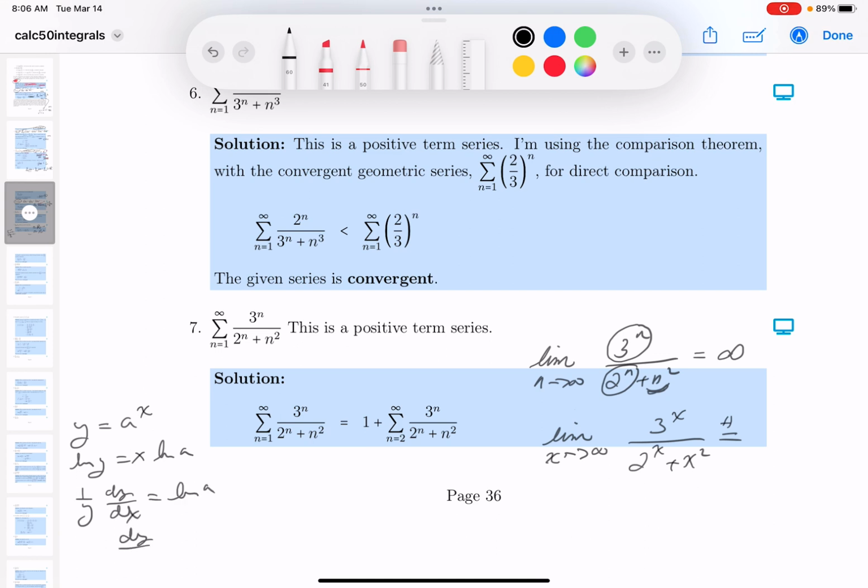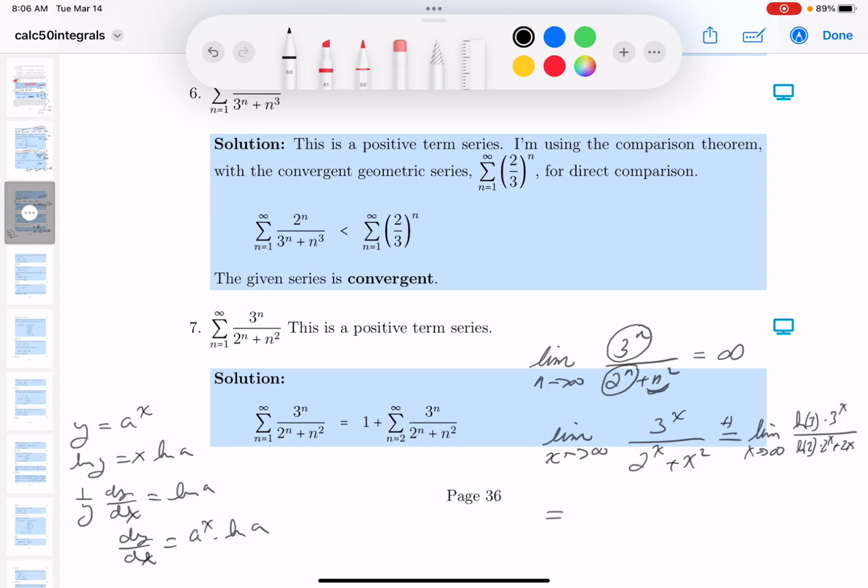So dy/dx is going to be equal to y, which is a to the x, times the natural log of a. So let's write that down. It's going to be the limit. I'm going to do the derivative of the top, and that's going to be the natural log of 3 times 3 to the x. What goes on bottom? Well, the natural log of 2, and then 2 to the x. And then the derivative of x squared, that's easy. That's just going to be 2x, all right?